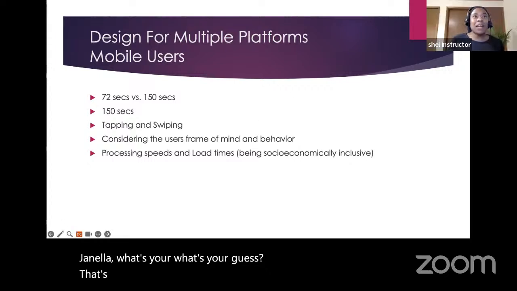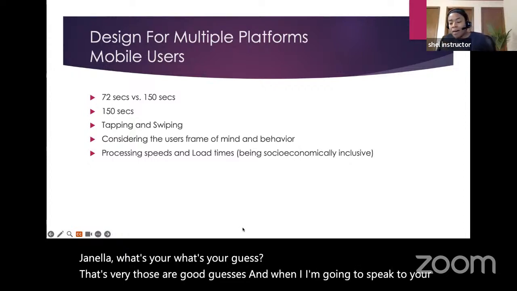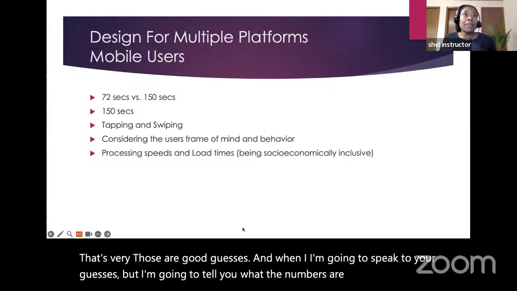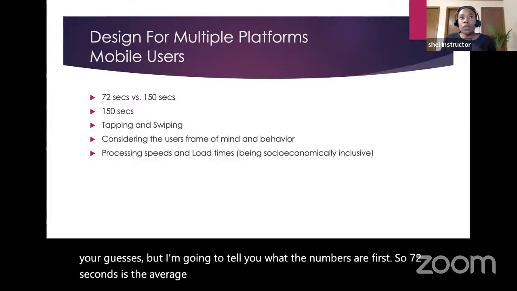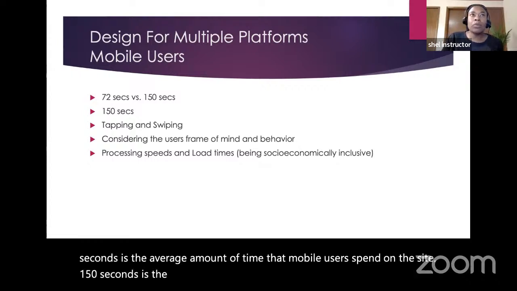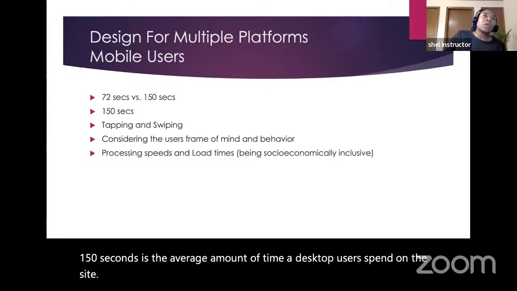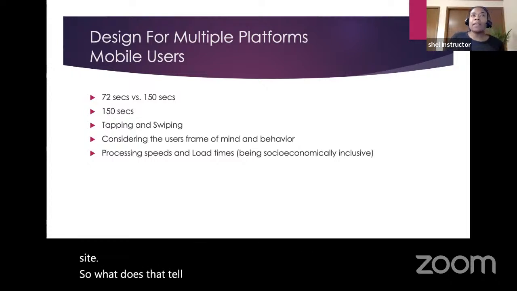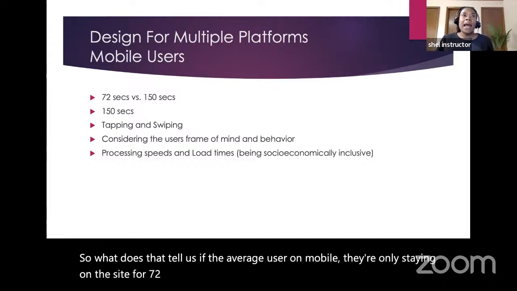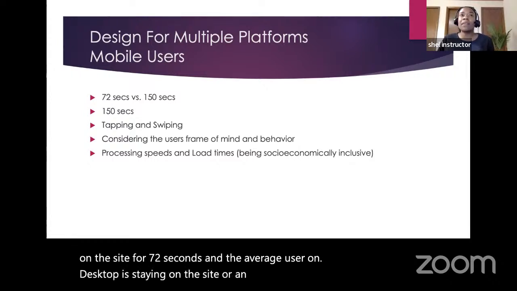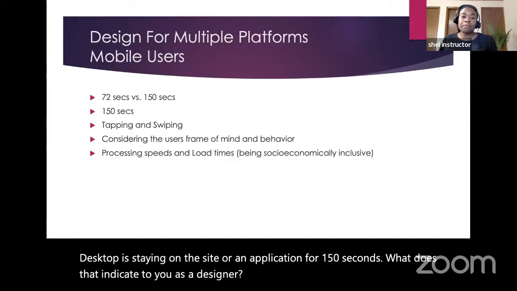Those are good guesses, and I'm going to speak to your guesses, but I'm going to tell you what the numbers are first. So 72 seconds is the average amount of time that mobile users spend on the site. 150 seconds is the average amount of time a desktop user spends on the site. So what does that tell us? If the average user on mobile is only staying on the site for 72 seconds, and the average user on desktop is staying on the site or application for 150 seconds, what does that indicate to you as a designer? How does that guide your design process?